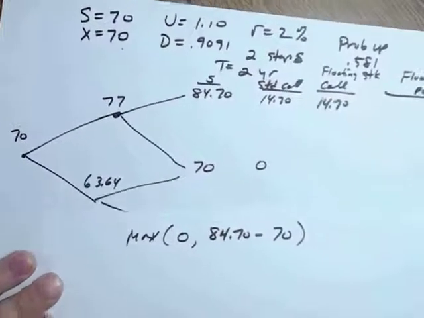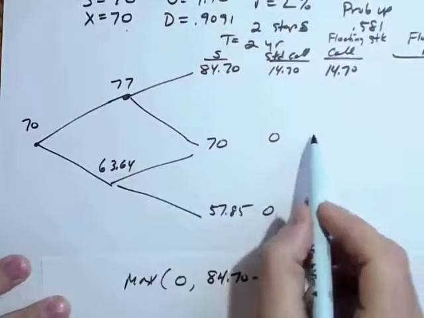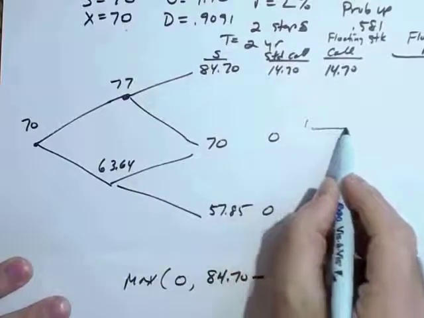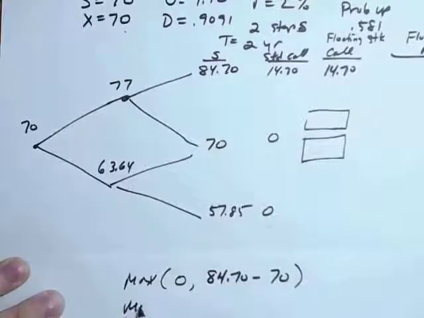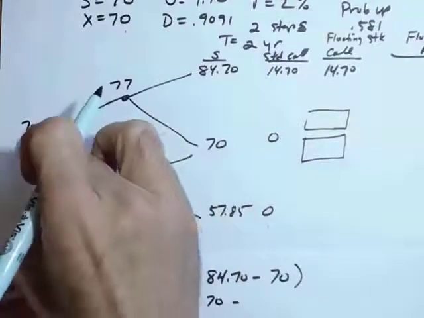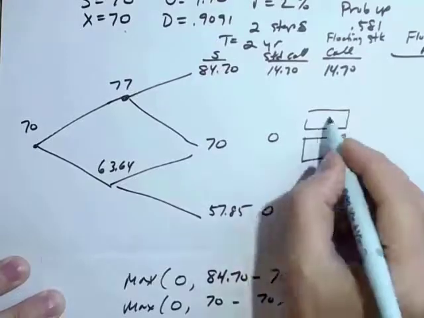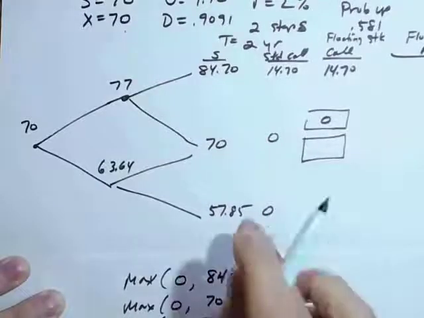14.70. Now, since we're looking at path dependent options, there are 2 different paths to get to this point, so we're going to have 2 different numbers to deal with. The first one is the maximum of 0 versus where the stock price ended, 70, minus the minimum. What is the minimum of 70, 77, and 70? Well, it's 70, which means the payoff is 0 in that spot. And then the next payoff is 0. 70 is where we ended up.